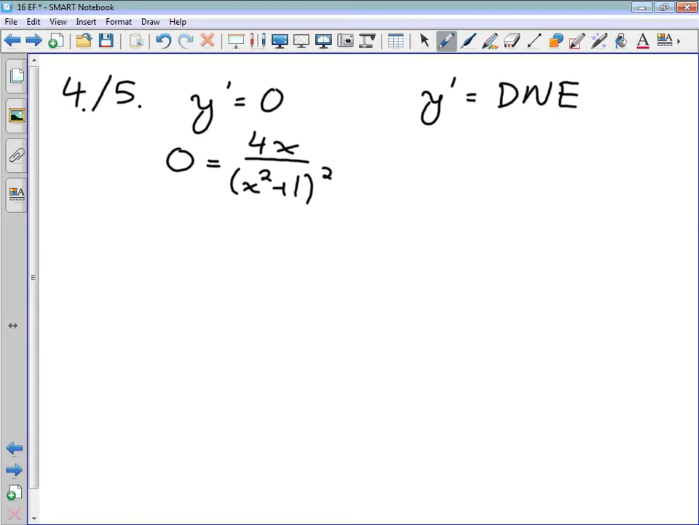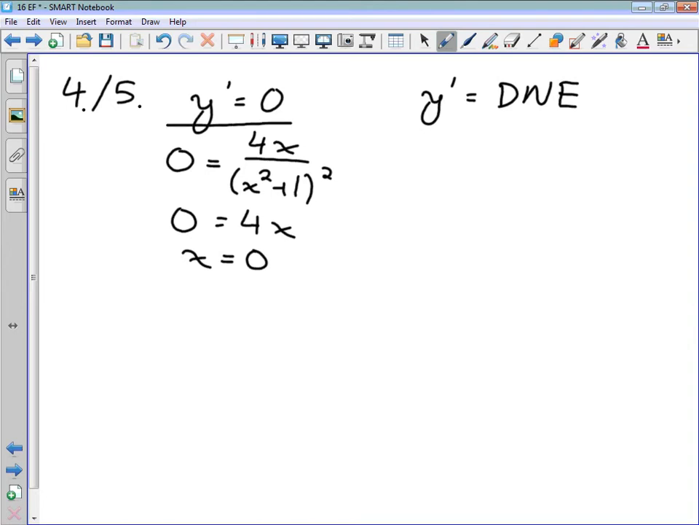What do you think, Arham? Well, we can cross multiply without expanding. So if we cross multiply, what are we going to get? 4x equals 0. Yeah, so again, we're only interested in the numerator here. And what's our solution to this? X equals 0, yeah. So one of our critical numbers is x equals 0.